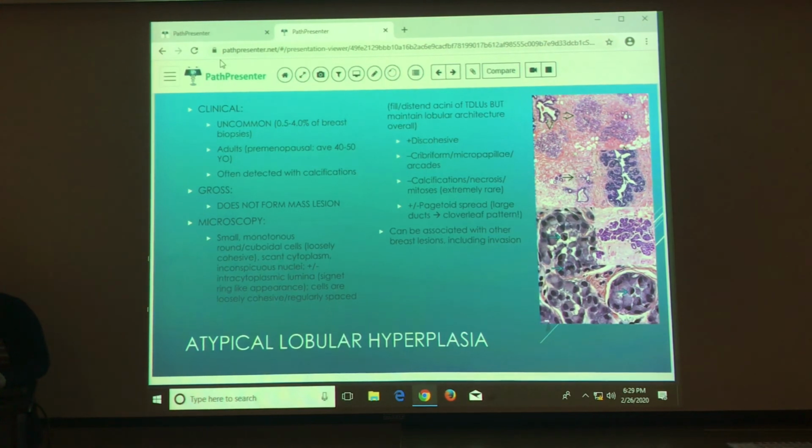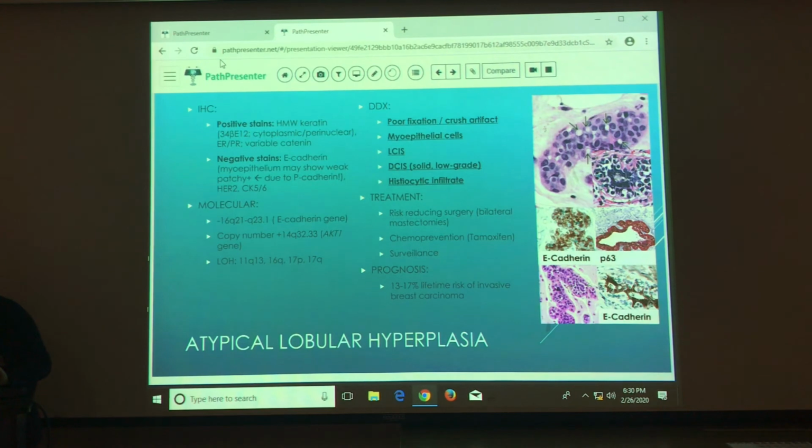Whereas with ADH and UDH, you can get that really gargantuan expansion of things. So you're not going to see that in ALH and LCIS. What else? I do have a little inset on the top right there of the cloverleaf pattern. So pretty much that just means it starts these little outshoots, and because of the dilation, you get this cloverleaf look to the ducts.